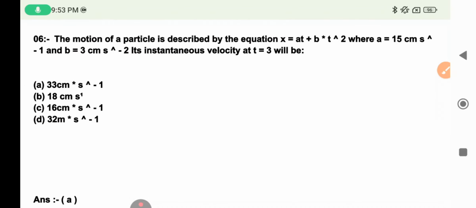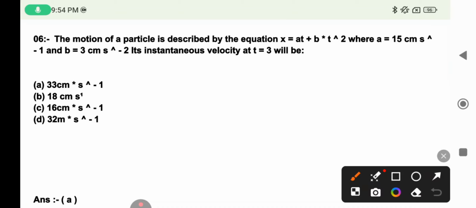The motion of a particle is described by the equation x is equal to at plus bt to the power minus 2, where a is equal to 15 centimeter second inverse and b is equal to 3 centimeter second. Its instantaneous velocity at t is equal to 3 will be, and here the options: option A 33 centimeter, option B 18 centimeter, option C 16 centimeter, and option D 32 meter.